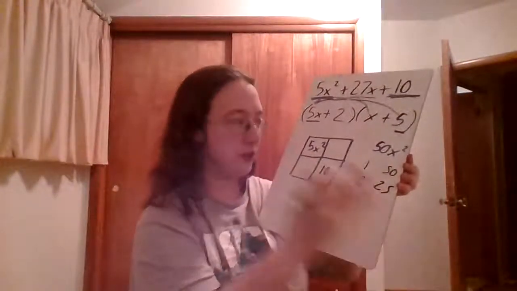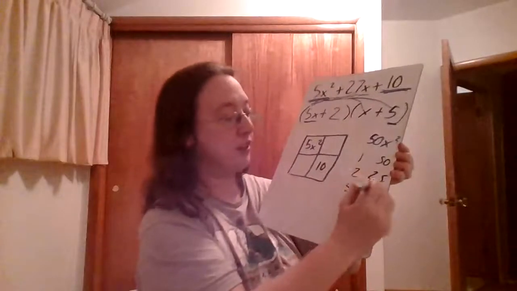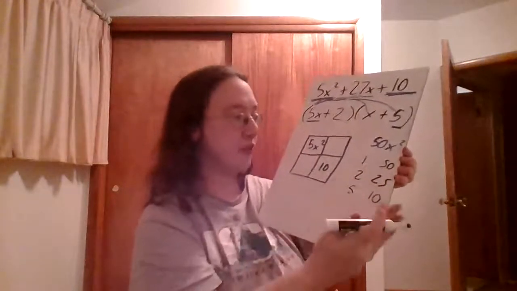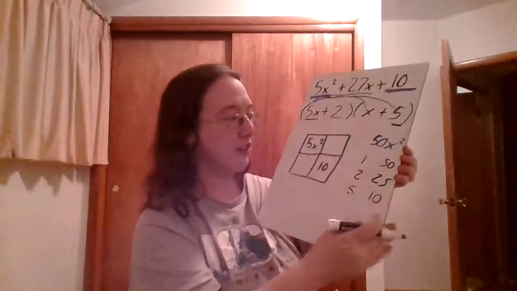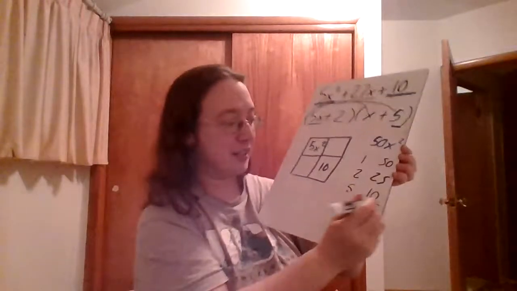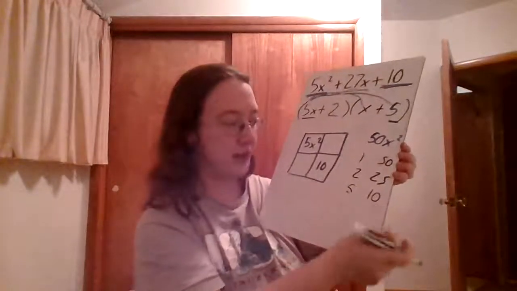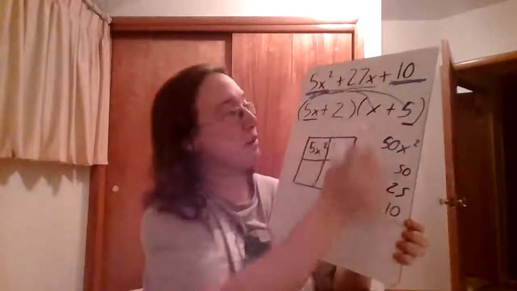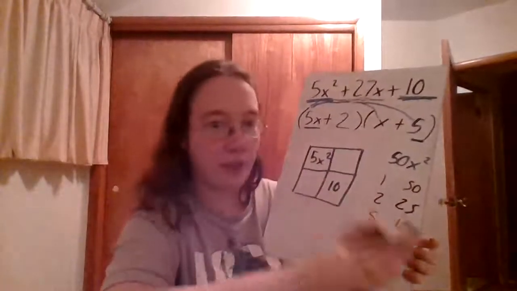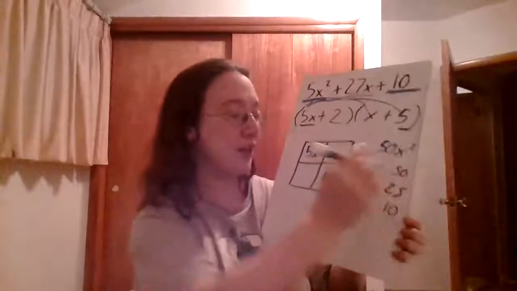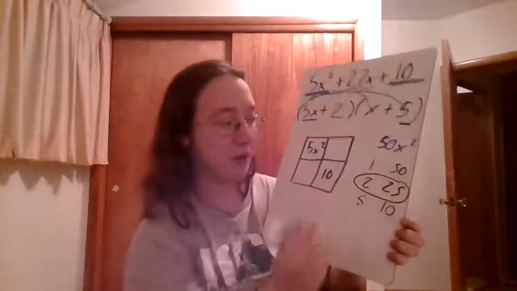4 doesn't go into 50. 5 does. So 5 and 10. 6 doesn't. 7 doesn't. 8 doesn't. 9 doesn't. 10 does, but we've already got it. And once you've got a repeat, you know you've got all your factors. So those are our options. Then we're looking for which of those is going to give us 27. And boom, it's that one.